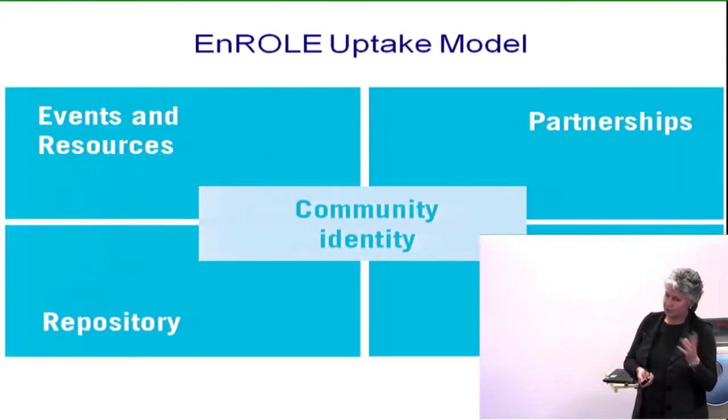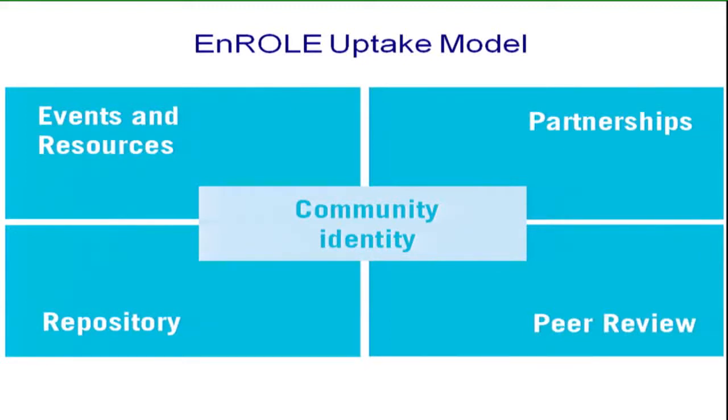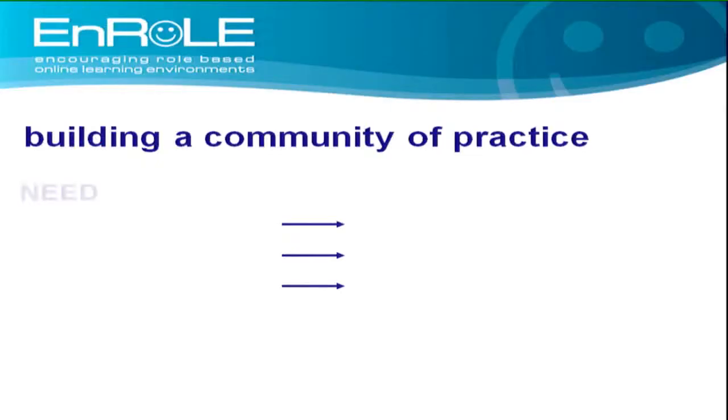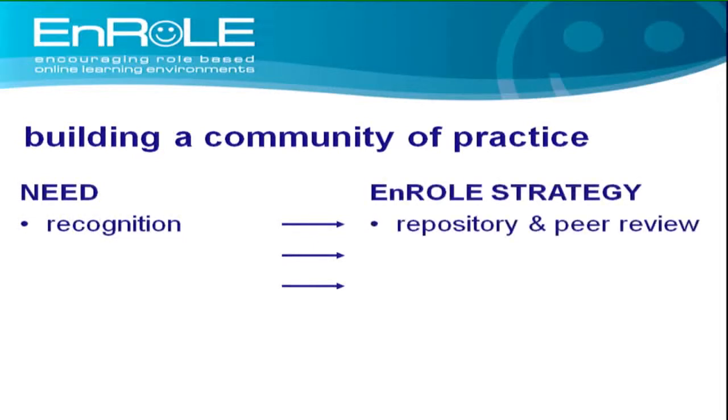So this is the overview of it. Build a community identity, and then these are the 4 other elements that are part of the EnROLE uptake model. So to build a community of practice. Community identity. The need was for recognition, so our strategy was to build a repository with peer review. From talking to academics about what was happening with teaching and learning in their university, they felt they weren't being recognised. So we feel that by publishing on a repository and providing peer-reviewed evidence that the contribution was useful and being taken up by other people is an important part of building a repository.